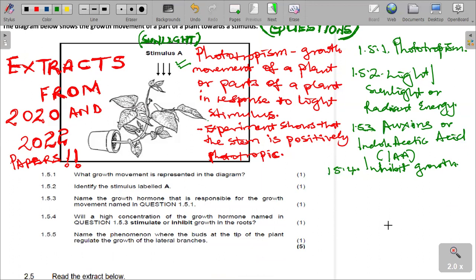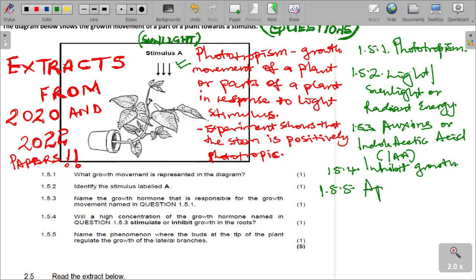Our next question says: name the phenomenon where the buds at the tip of the plant regulate the growth of the lateral buds. We are talking about lateral buds, which are side shoots. In this case the bud at the tip is the straight part of the stem. What is this called? It is called apical dominance, number 1.5.5.